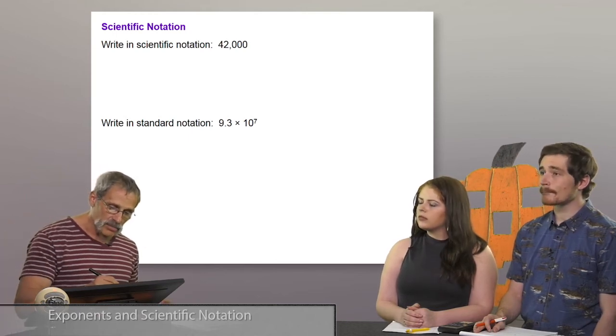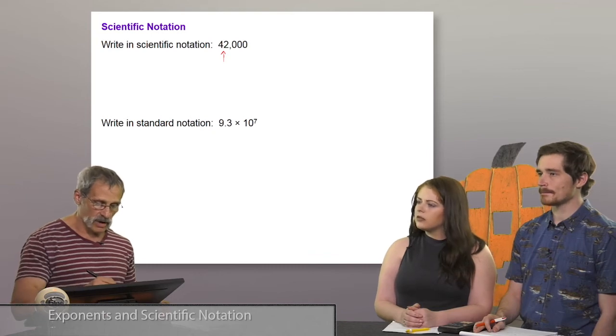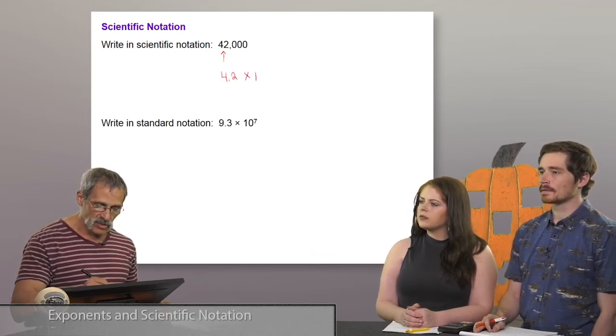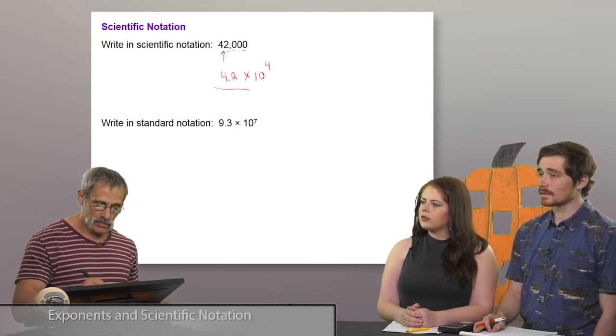So I'm going to go ahead and place my decimal point here. And I'll write 4.2. Good. And I'll multiply by 10 to the 4. To the 4th. Very good.